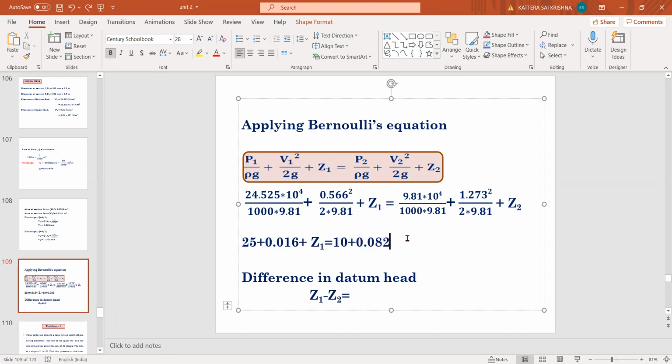Sir, the answer is coming negative. The difference you can take Z2 minus Z1. Sir, the difference is 14.93. 14.9. Okay, you are getting negative if you are taking this way. So take Z2 here and Z1 here. So now Z2 minus Z1 is equal to 14.9.